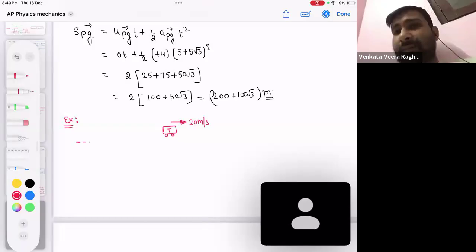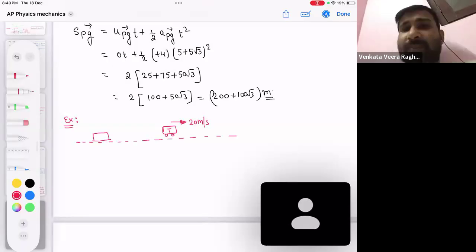Okay. And behind, the police car is there. Okay. And that police car is moving with what? Let's say t equal to 0. There is a gap between them of 200 meter.